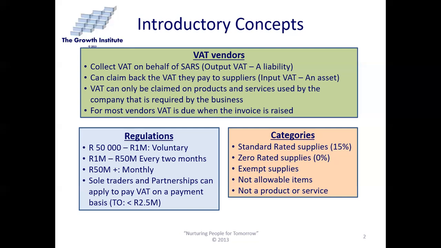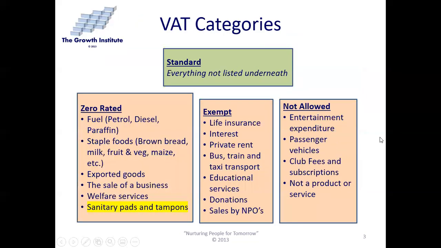We get VAT categories. So standard rate supplies is just 15%. You know that you pay 15% VAT on basically everything. Then there's zero rated supplies, where it's still a VAT category. So technically you are paying VAT, but it happens to be zero, so you're not paying. Then we get exempt supplies, not allowable items, and things that are really just not a product or service. So you cannot claim VAT on these. I'll explain that in a little bit more detail here. Okay, so standard is everything that is not listed underneath. So most things are just standard.